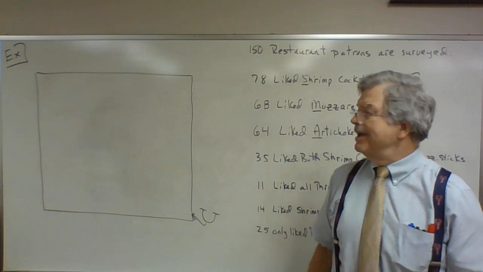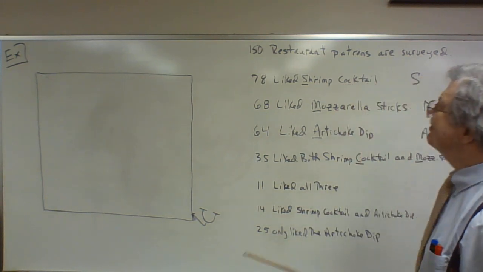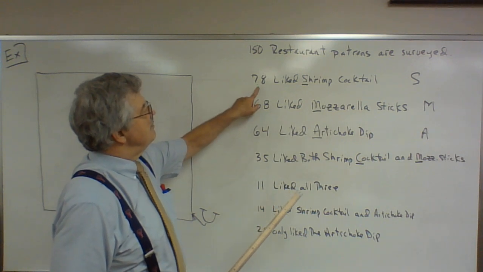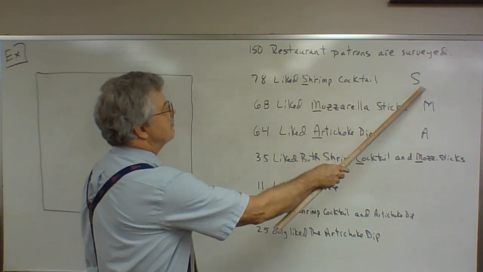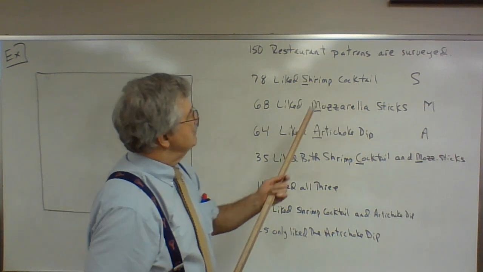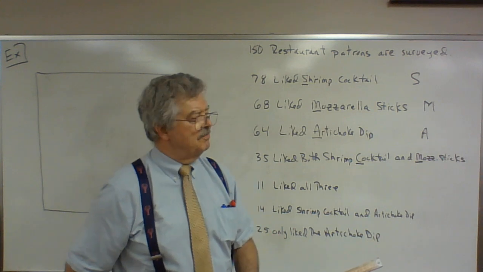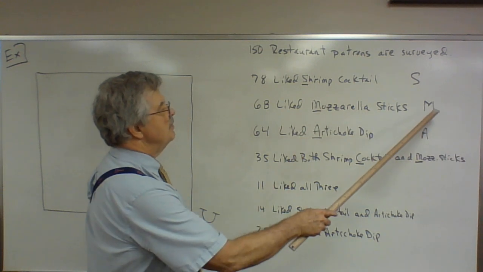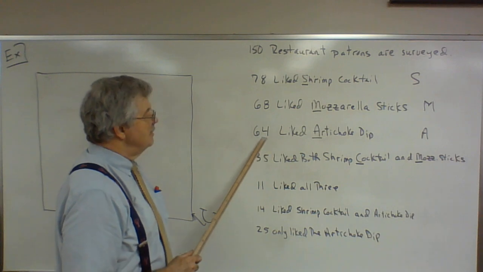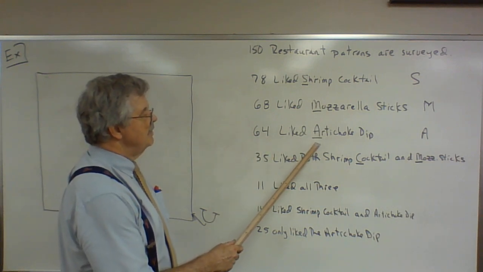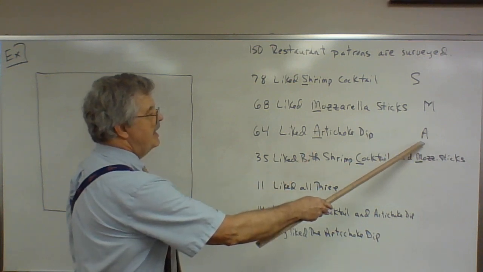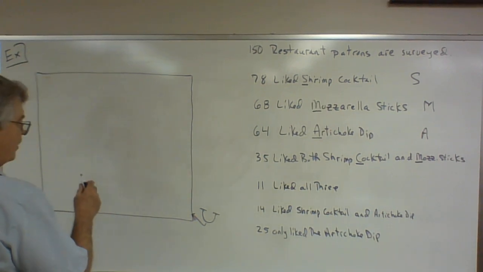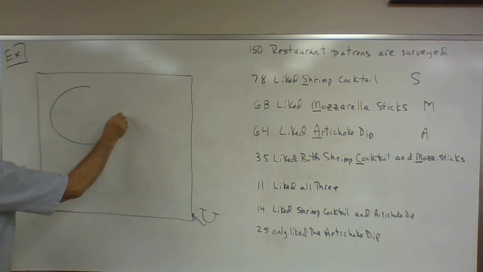Okay, our next example. I made this up on the fly, so I hope it works. 150 patrons are surveyed, restaurant patrons. 78 like shrimp cocktail, and we'll denote the shrimp lovers by capital S. 68 like mozzarella sticks. We'll denote those people with the letter M for mozzarella. 64 like artichoke dip, we'll denote that group of people with the letter A for artichoke. Those are our three main groups, so let's draw our Venn diagram.